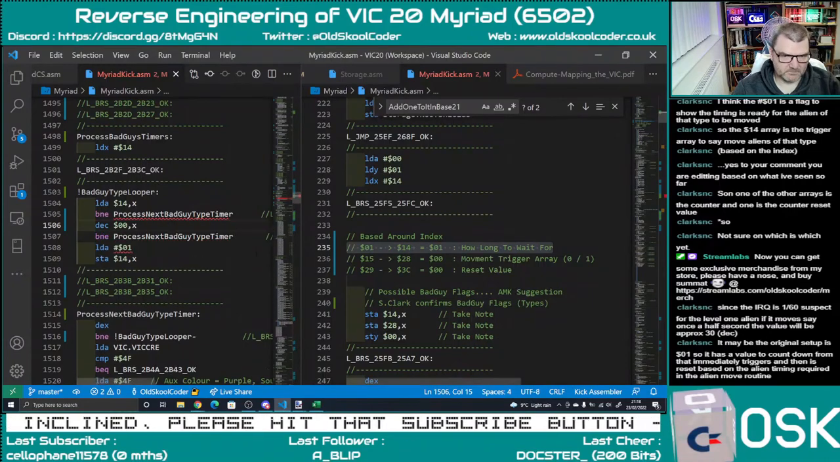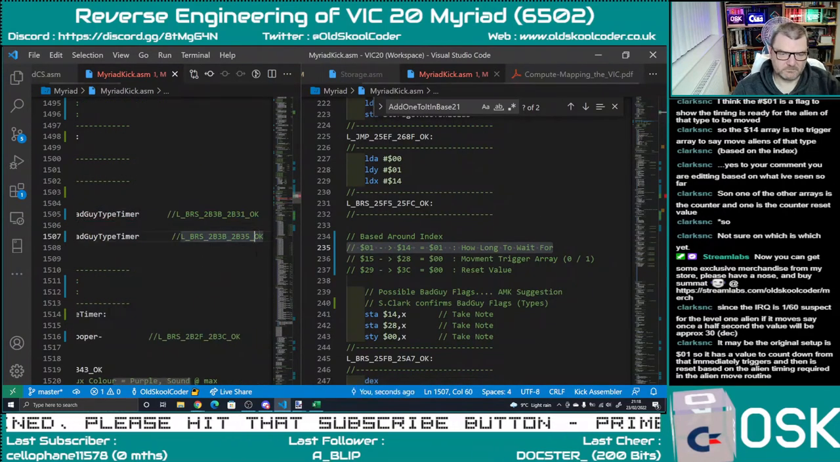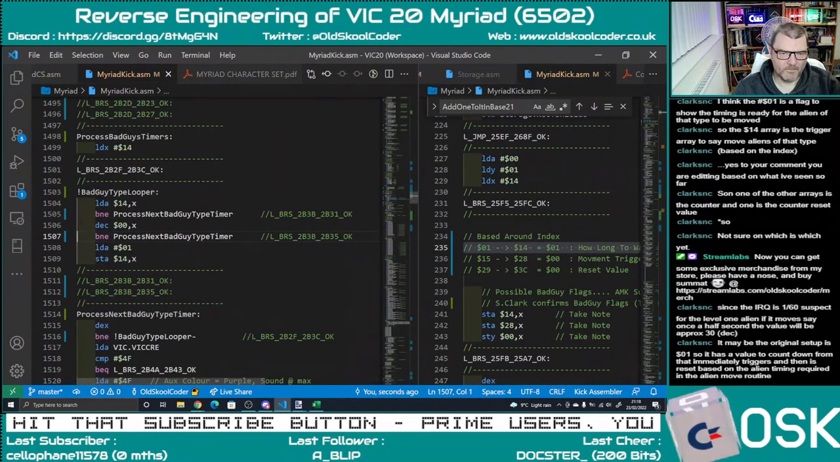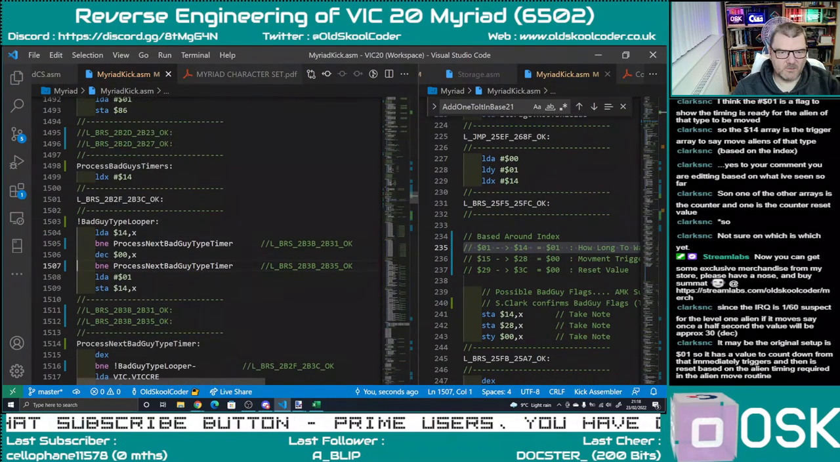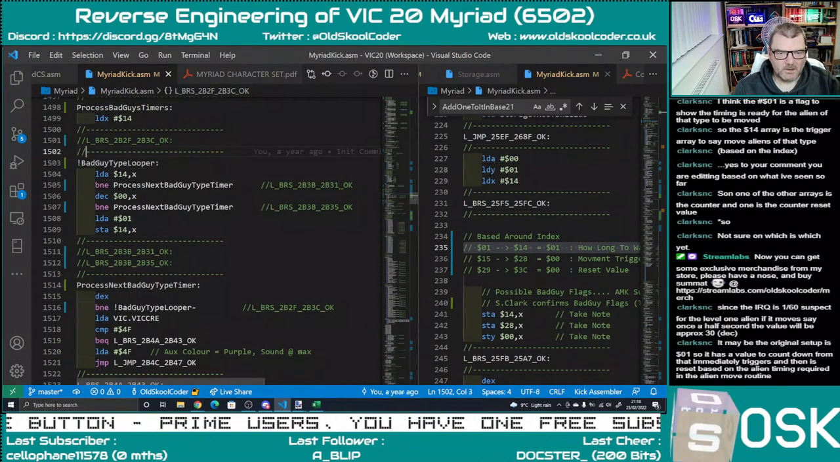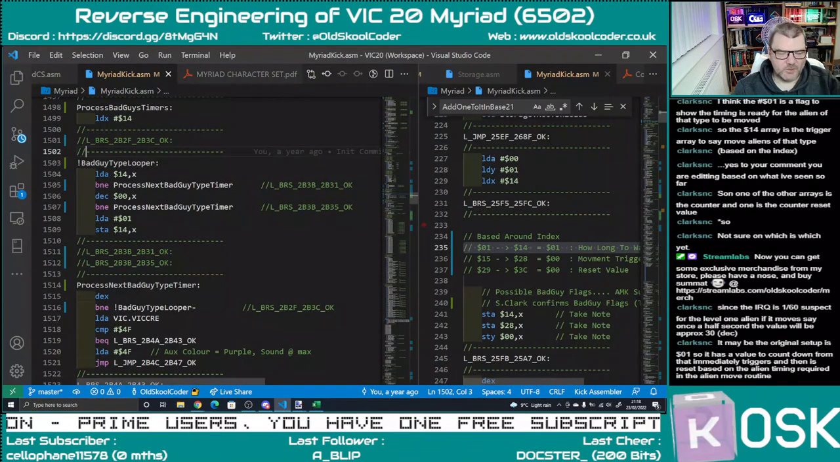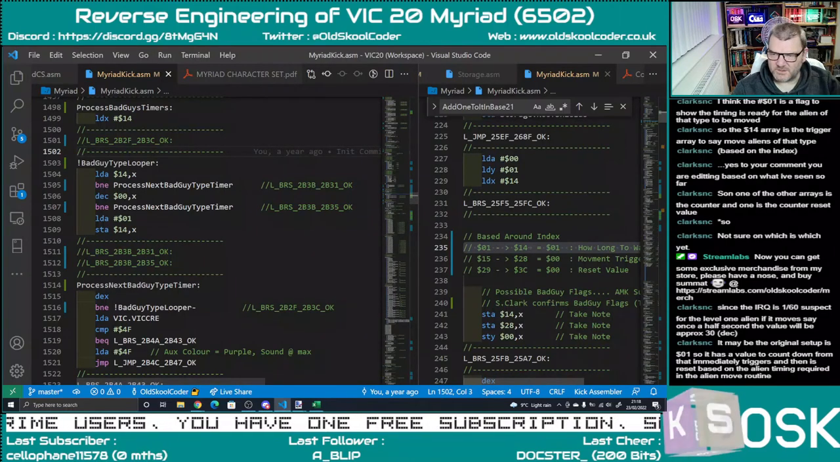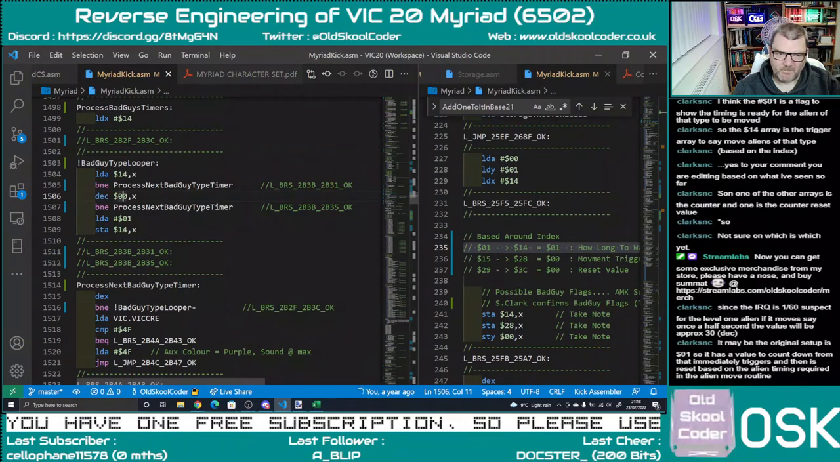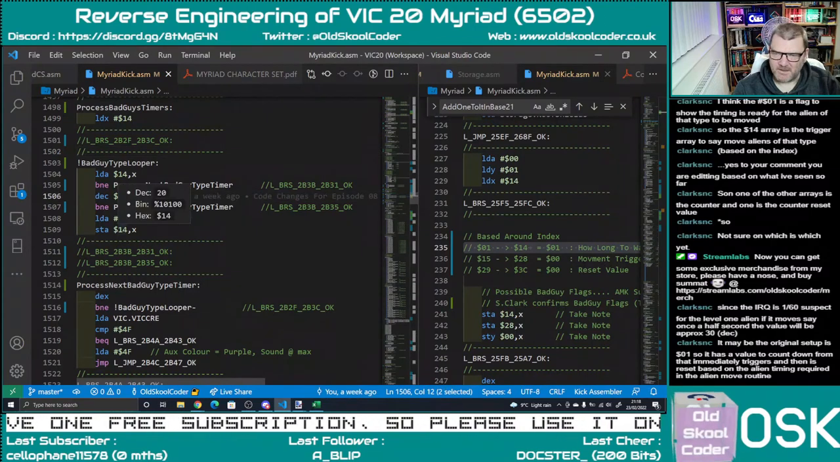Whoops. Right, so we can get rid of that now. So we're still not quite sure what to call these arrays, but I bet that's the timer. And this is the flag.